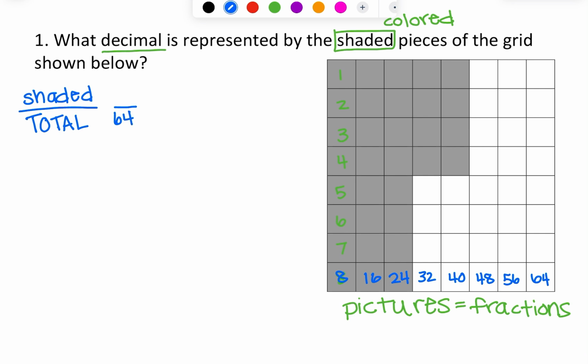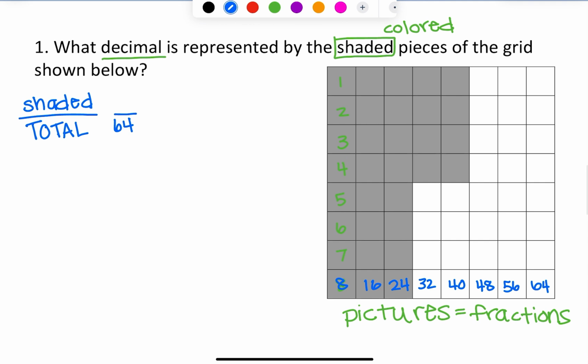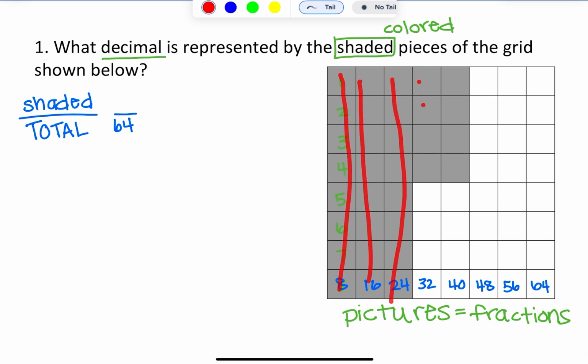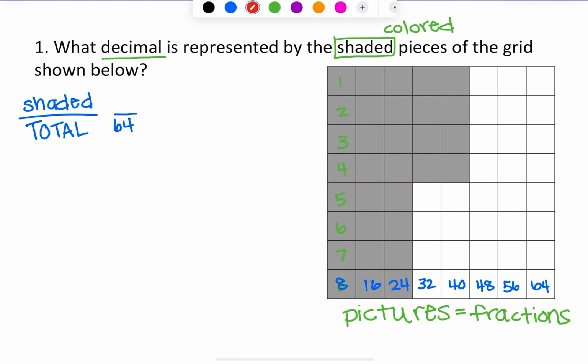And then I need to count my colored pieces, or my shaded. Sorry, let me do that real quick. So this row would be 8, 16, 24, 25, 26, 27, 28, 29, 30, 31, 32. So my top number would be 32. Okay? Now we have discussed how we turn a fraction into a decimal. So again, my answer is not going to be 32.64. We are going to write our DFP.